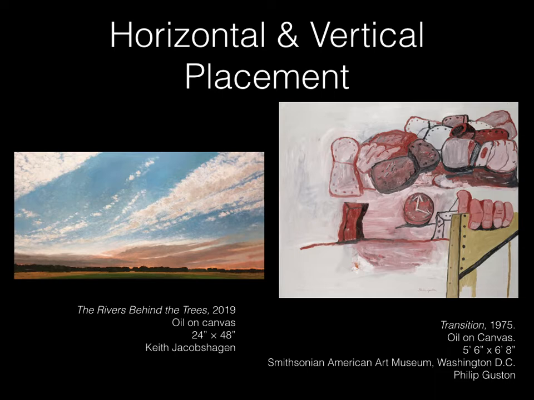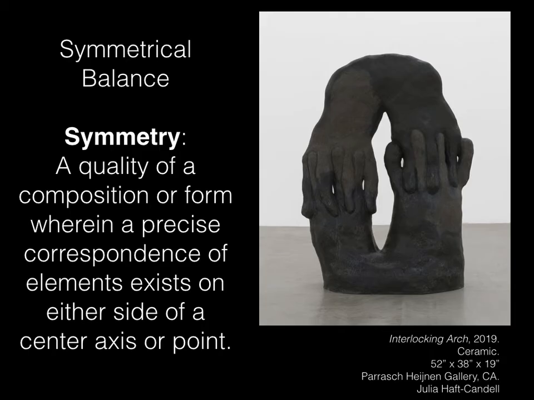So in this painting, The Rivers Behind the Trees, we can see that on the right side and the left side, there's kind of equal weight of objects. And in the Guston painting, everything's on the right. So it's kind of feeling a little off balance. There isn't as much stuff on the left as there is on the right.